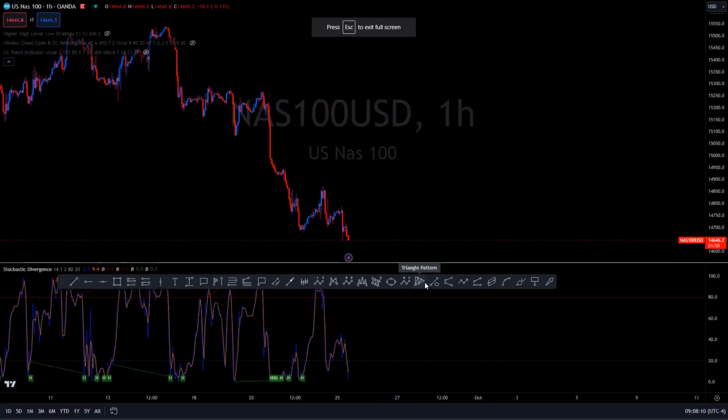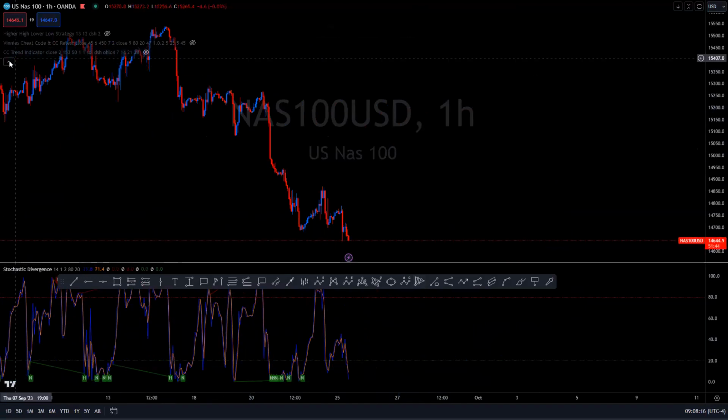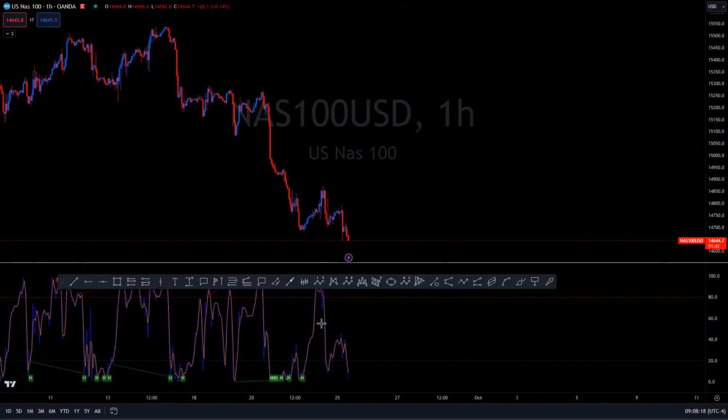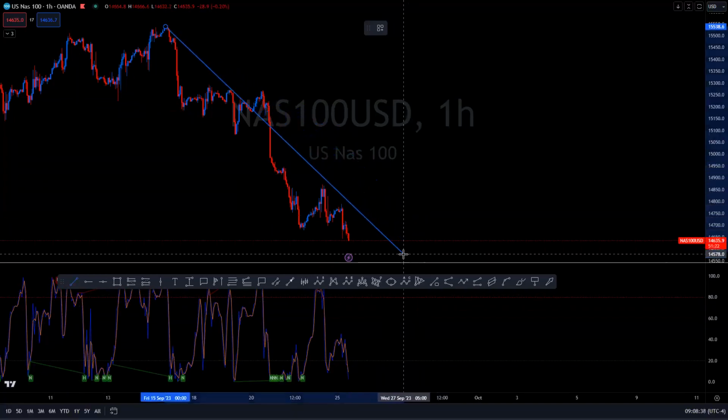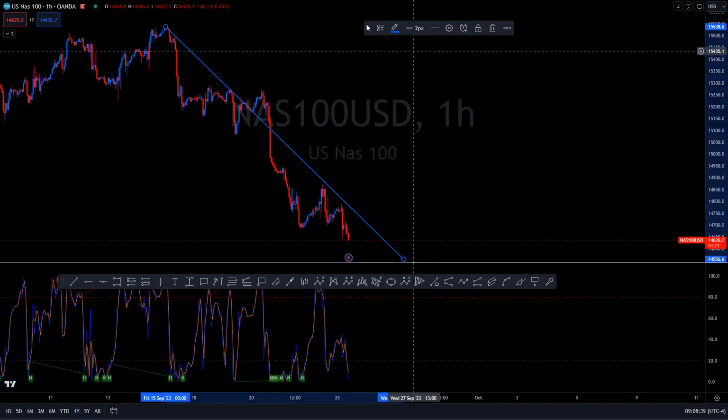The very first thing we're going to do is figure out what the overall trend is. We can clearly see that price is trending downward. Multiple swing lows are being broken, which is creating lower lows and lower highs. So all we're going to do is draw a simple trend line, that way we get an idea of what the overall trend is.